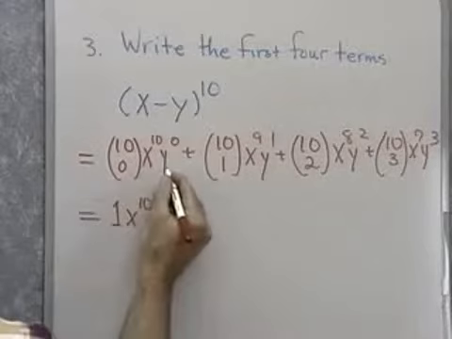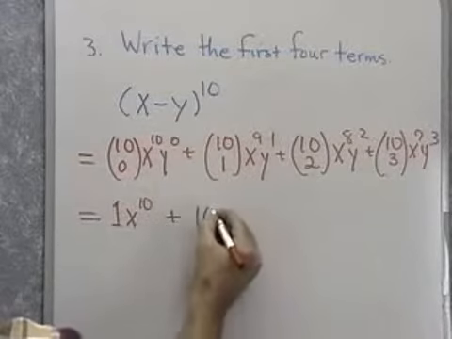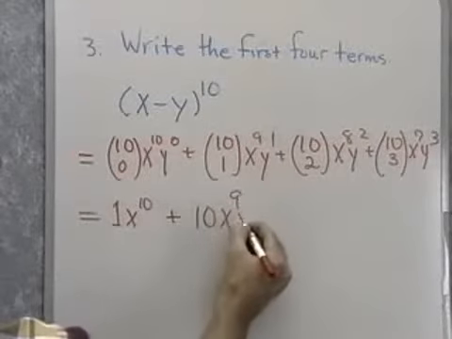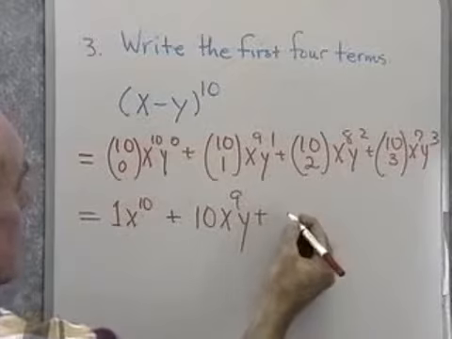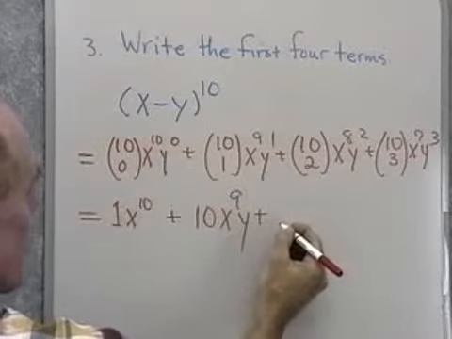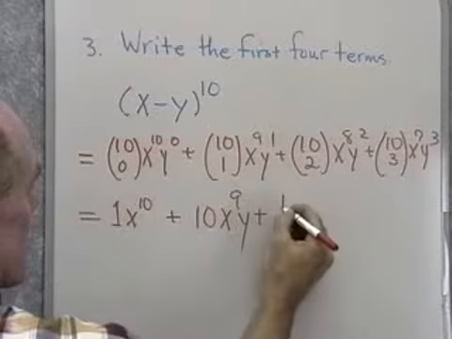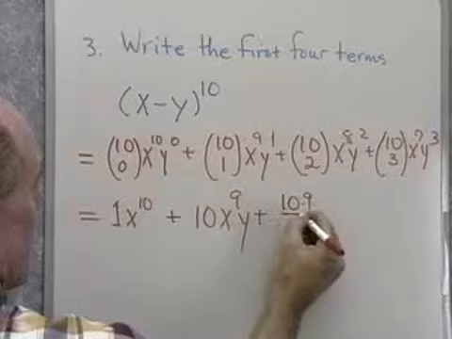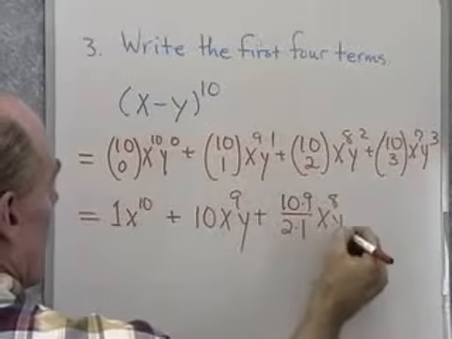X to the 10th, y to the 0 is 1. Plus 10 over 1 is always going to be just 10, x to the 9th, y to the 1st. Now to calculate 10 over 2, the calculation looks like this: 10 factorial over 2 factorial times 8 factorial, but what really happens is this. It's 10 times 9 over 2 times 1, x to the 8th, y squared.